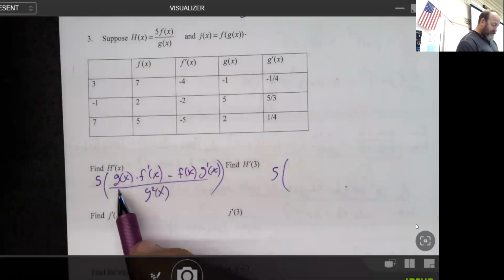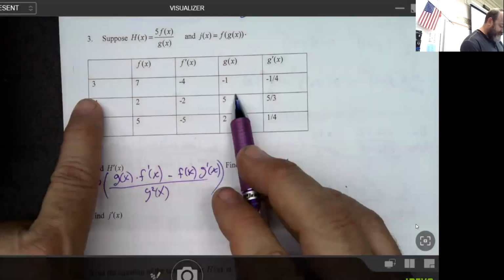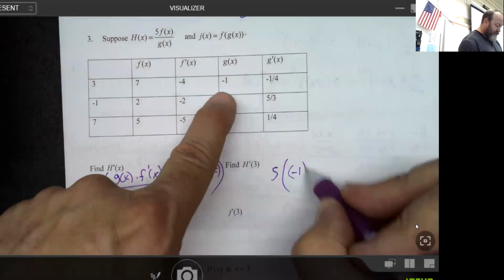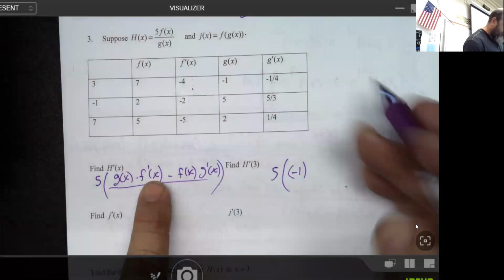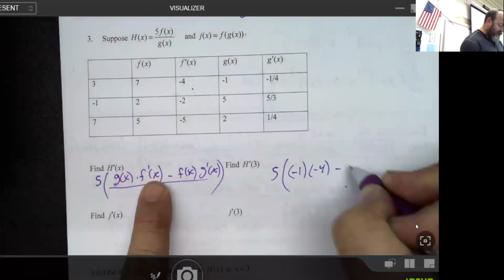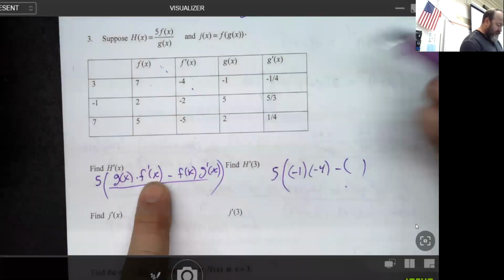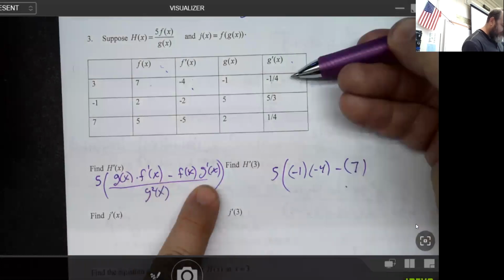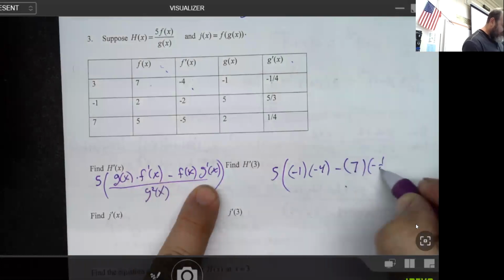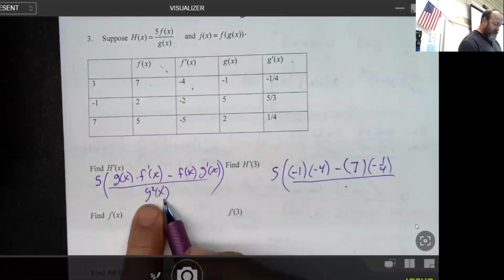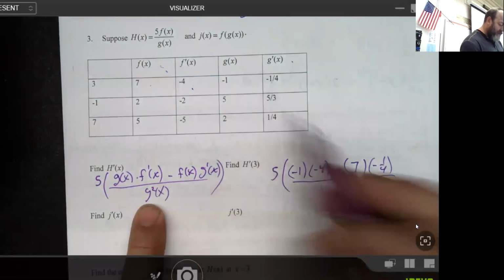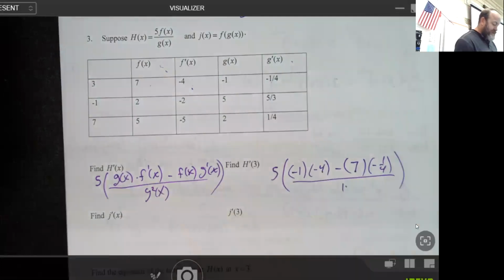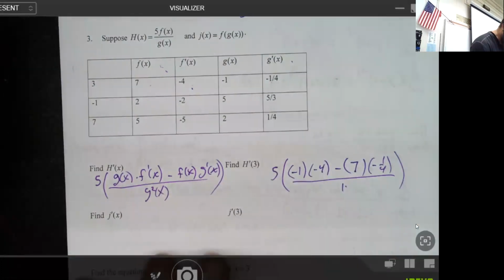So g of 3 is negative 1. F prime of 3 is going to be negative 4. F of 3 is 7, and g prime of 3 is negative 1/4. And then, of course, we need to square the bottom, and away we go. So if we square the value for g of 3, we're looking at the number 1. So that's going to leave me with 5.